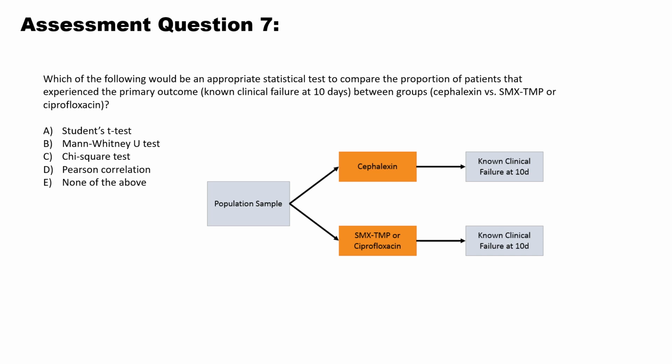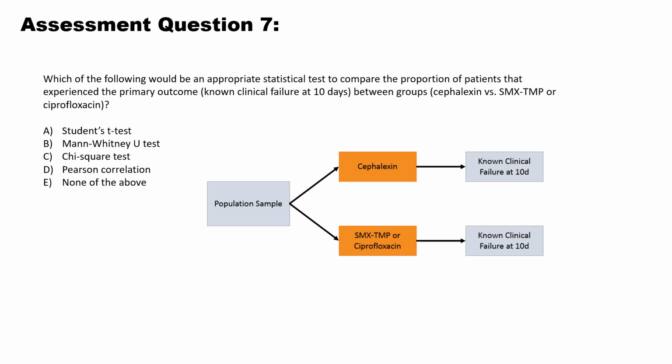Which of the following would be an appropriate statistical test to compare the proportion of patients that experience the primary outcome, known clinical failure at 10 days, between our two cohorts, the cephalexin cohort versus the Bactrim or ciprofloxacin cohort? A, Student's t-test, B, the Mann-Whitney U-test, C, chi-square test, D, Pearson correlation, or E, none of the above.